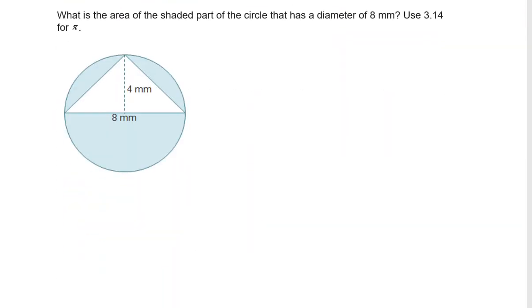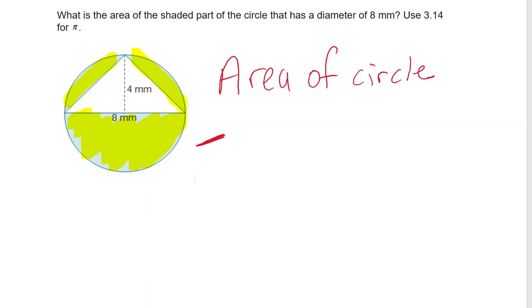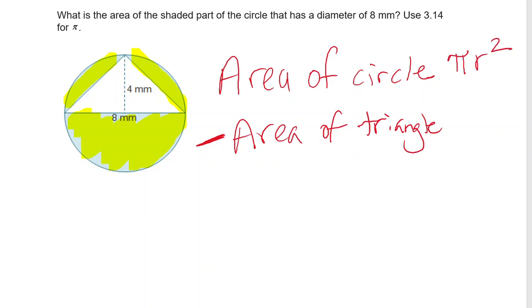Okay, let's do another example that involves triangles. So the area of this shaded part of the circle that has a diameter of 8 millimeters. So this is another problem that involves me finding just the shaded part. And if you'll notice, the shaded part is all of the circle except the triangle. So we want the area of all of the circle, except we're going to take out the area of the triangle. So circle is pi r squared. Triangle area is 1/2 base times height.